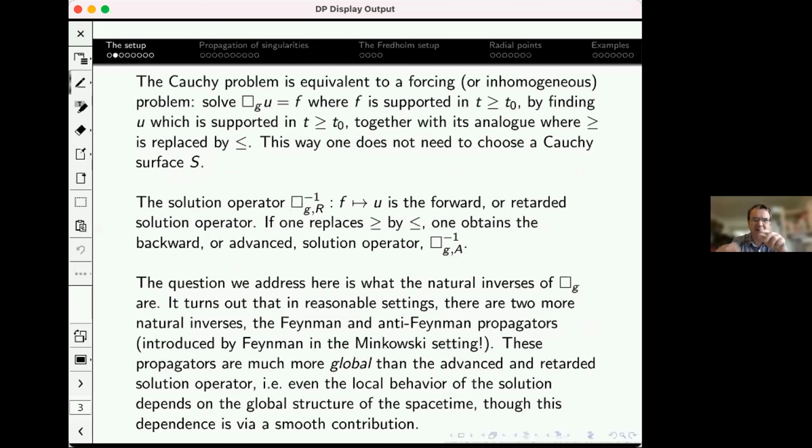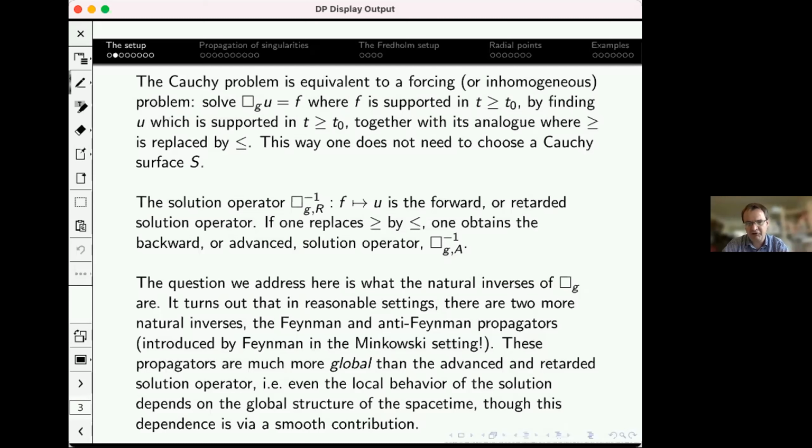Now you can rephrase it a bit. I'm very far from being a functional analyst, but it's a very nice way to think about things functional analytically. When you have an operator, the first thing you want to do is to invert it. Of course, you need some function spaces for that. A way of rephrasing the Cauchy problem is to look at the inhomogeneous equation, box u equals f, and then for a Cauchy problem, the two rephrasings are the forward and the backward problem.